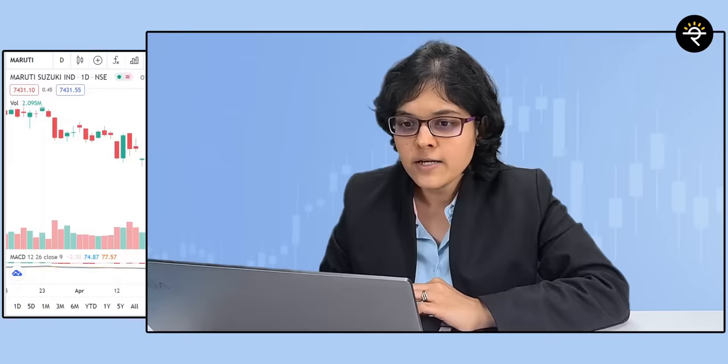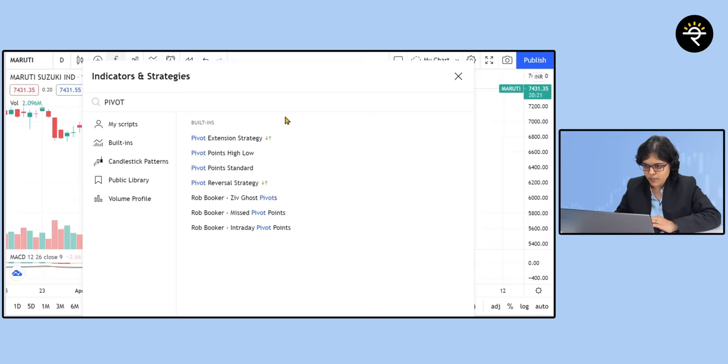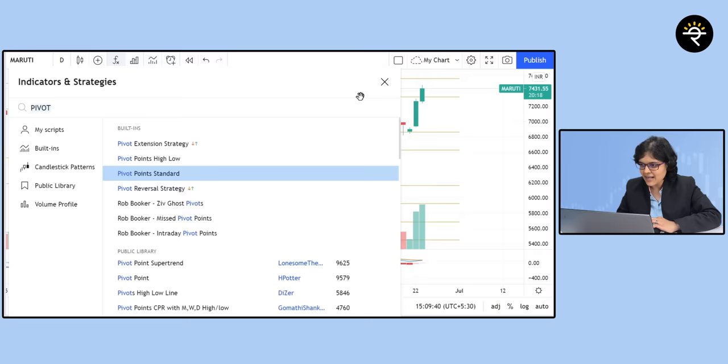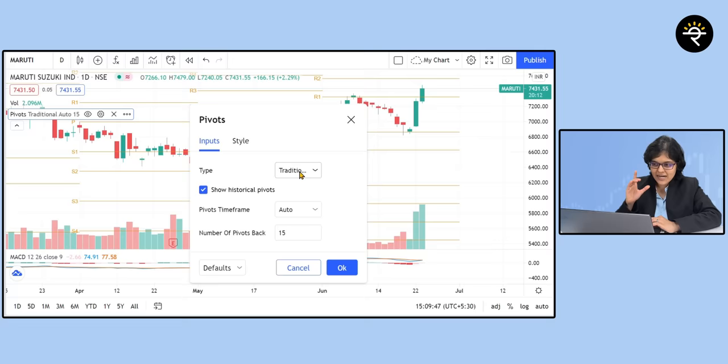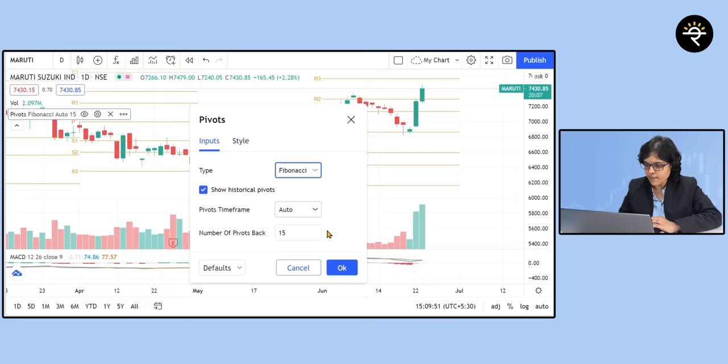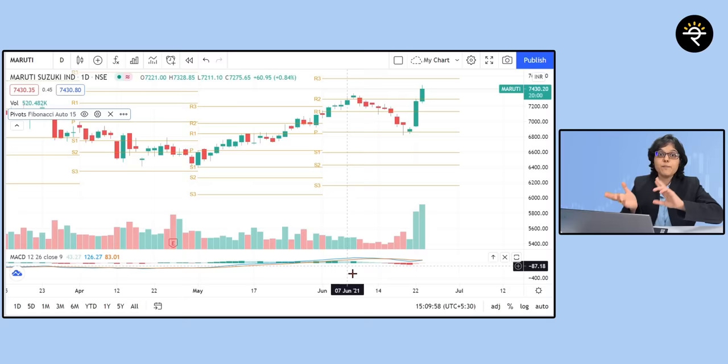So I want everyone to focus for the next 2 to 3 minutes, because I'm going to tell you how to first apply the pivot point on the normal TradingView chart. First, I go to the fx function and search for pivot point standard. I click that. Once I click that, I go to the settings wheel right here. In the type dropdown, select Fibonacci, and then click OK. Once this is done, your levels will be set up as per the Fibonacci pivot.